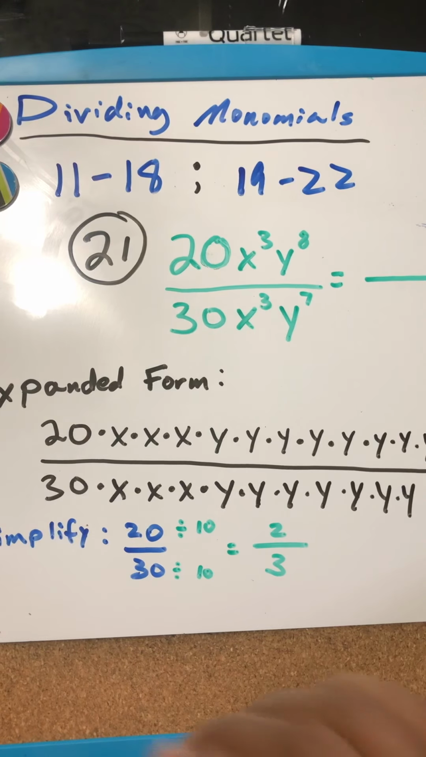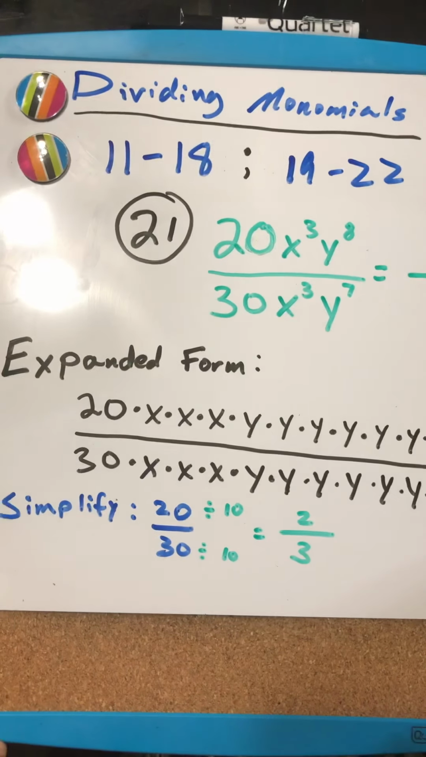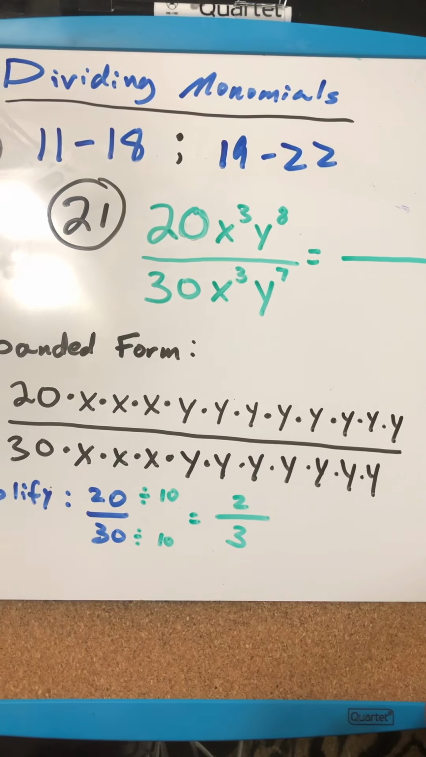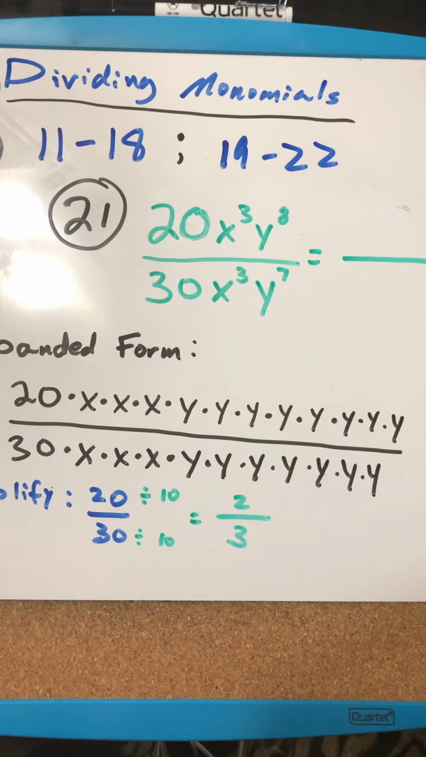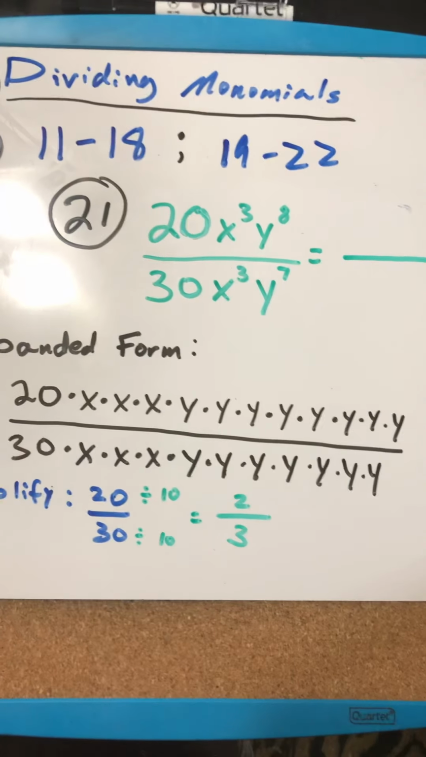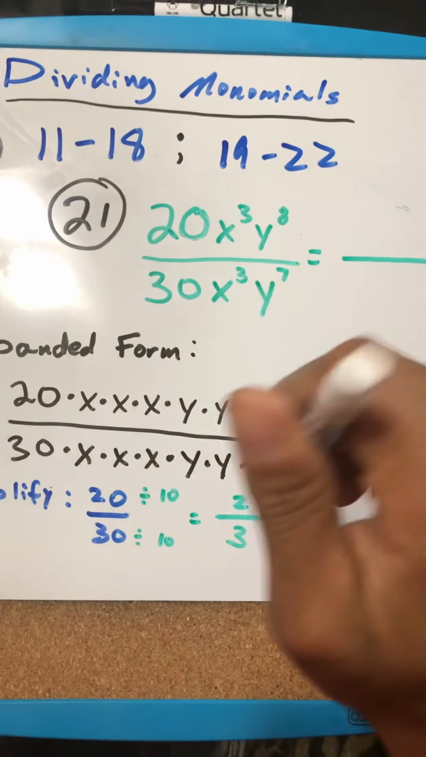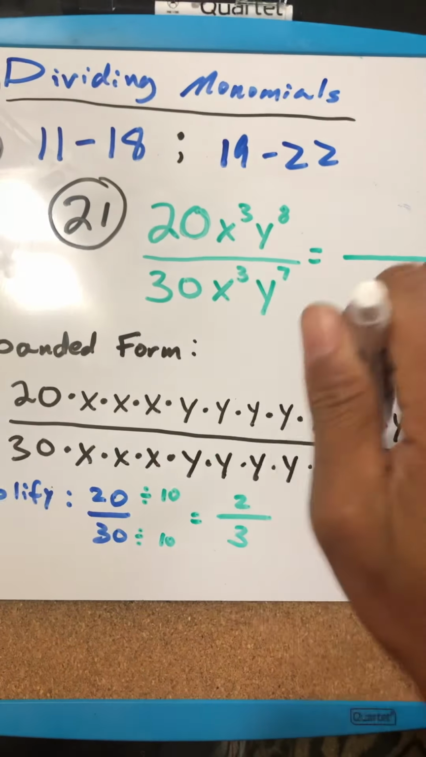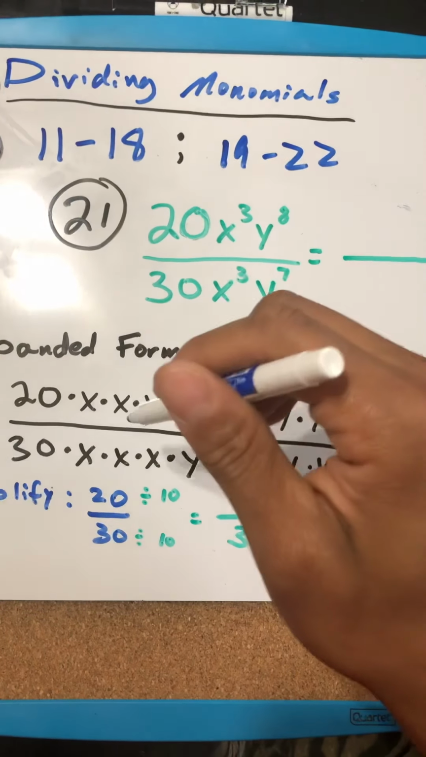Okay, class, so what you have in front of you is number 21. We're still dividing monomials. And again, I wanted to just show you how this looks when it's in expanded form. So basically, all you're going to do with this, and you don't have to write this in expanded form every time, I'm just doing this to show you what to do, or what's going on behind the scenes. So first I'm going to show you the expanded form, then I'm going to show you just the standard.